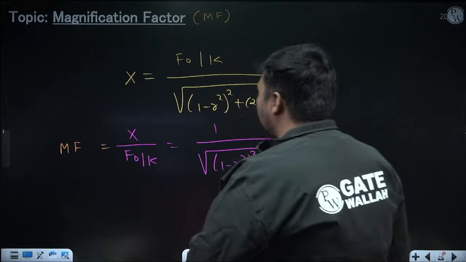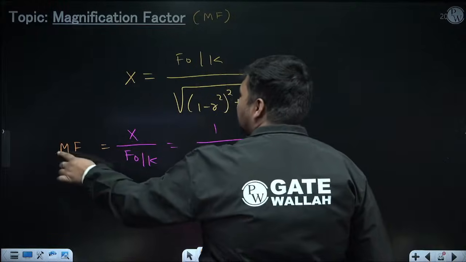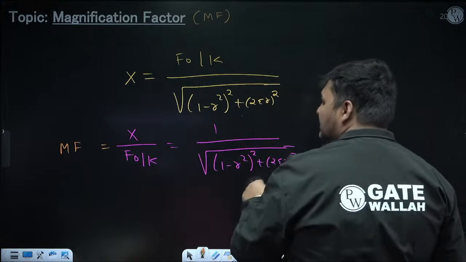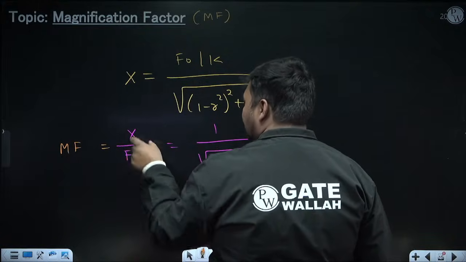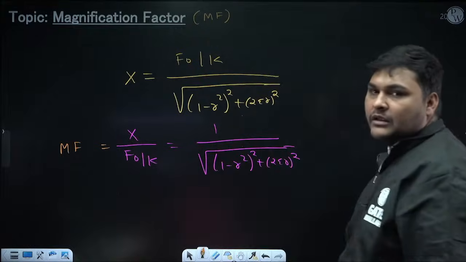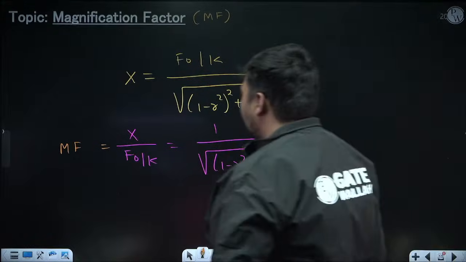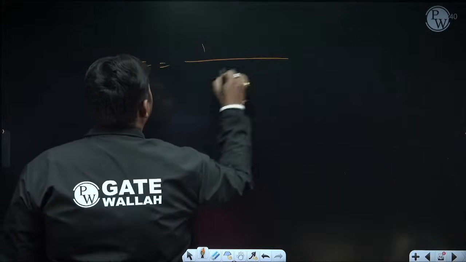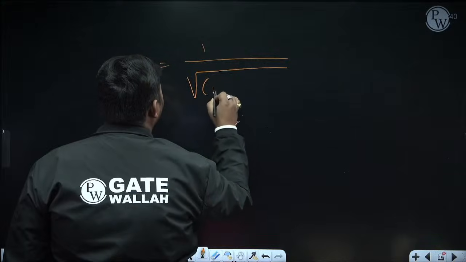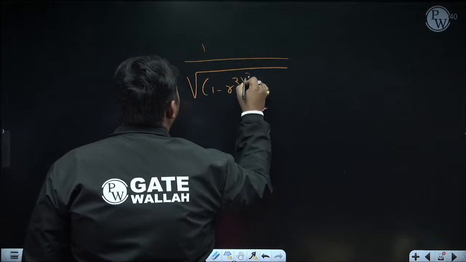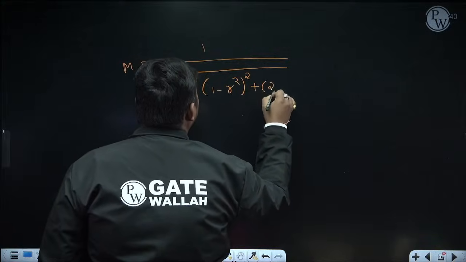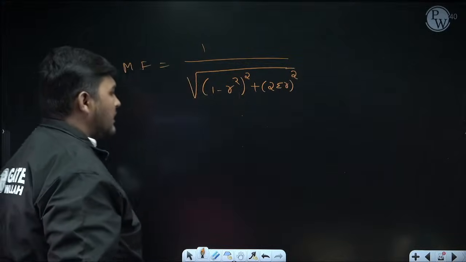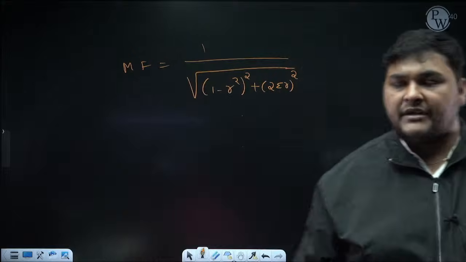Now you can remember the equation of both MF and X with this single equation. If the exam asks for MF, calculate this; if the exam asks for capital X, shift F naught by K to this side. Here separately I am writing only the expression of MF. It is 1 upon square root of (1 minus R square) whole square plus (2 zeta R) whole square. So for numericals this is complete.